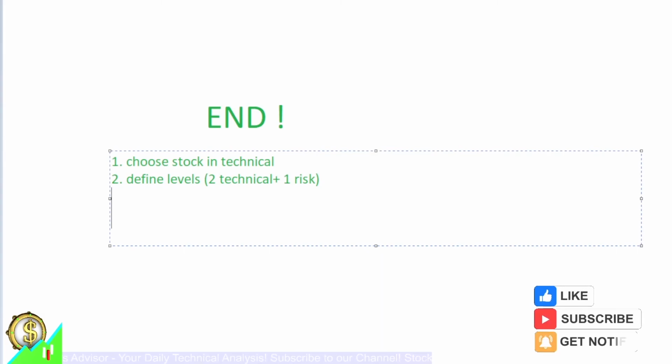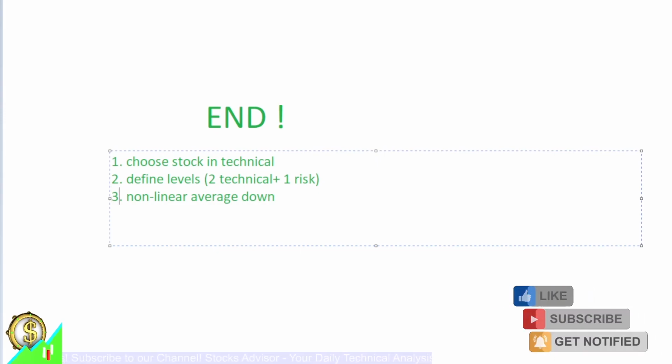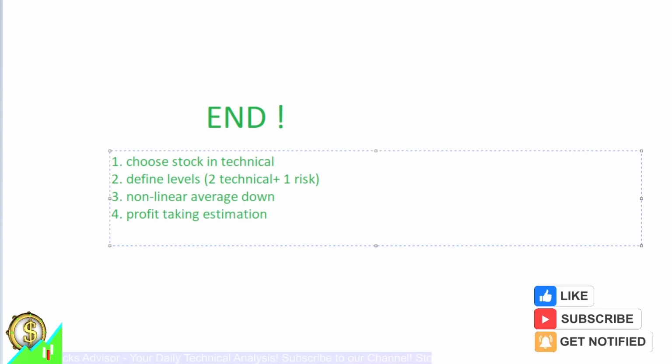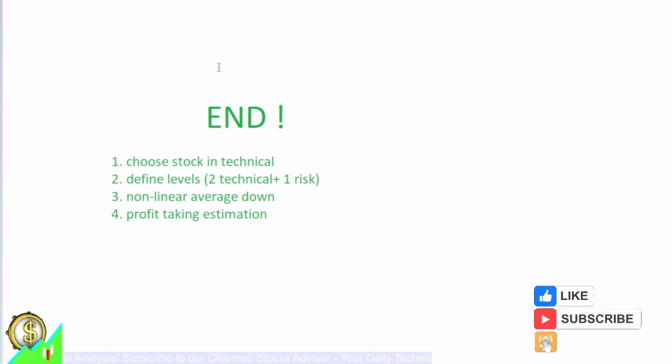Then we do non-linear average down for the levels, and we also of course provide the profit taking estimation, because we want to know when to exit. So profit taking estimation. So these are the 4 major components that we follow, let's say the 4 major steps that we follow at our channel. And usually what you see in the videos are the last 3.